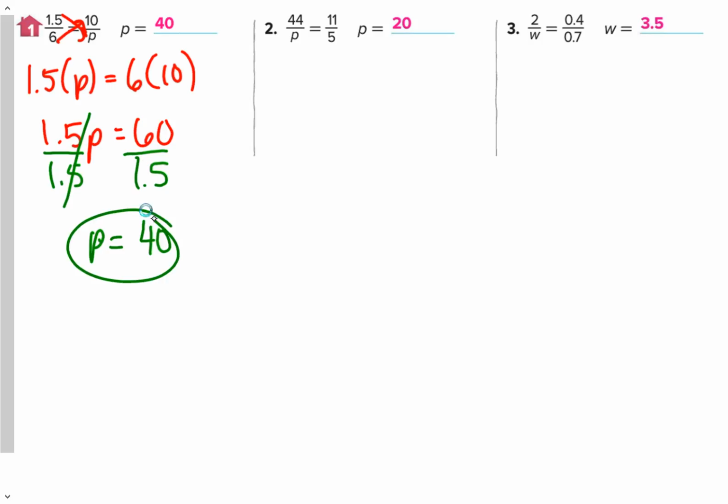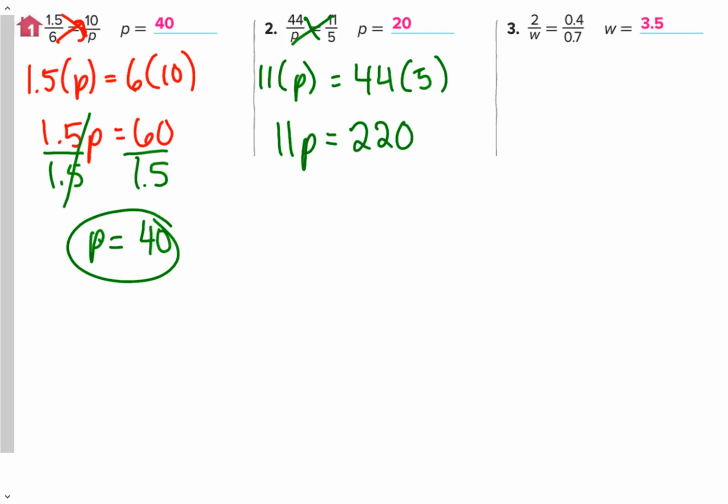Okay, here's our next example. 11 times p is going to equal the same thing as 44 times 5. So 11 times p will just equal 11p, and 44 times 5 is 220. Now I'm going to divide by 11 on both sides because I want to undo the multiplication. So p is going to equal 20.